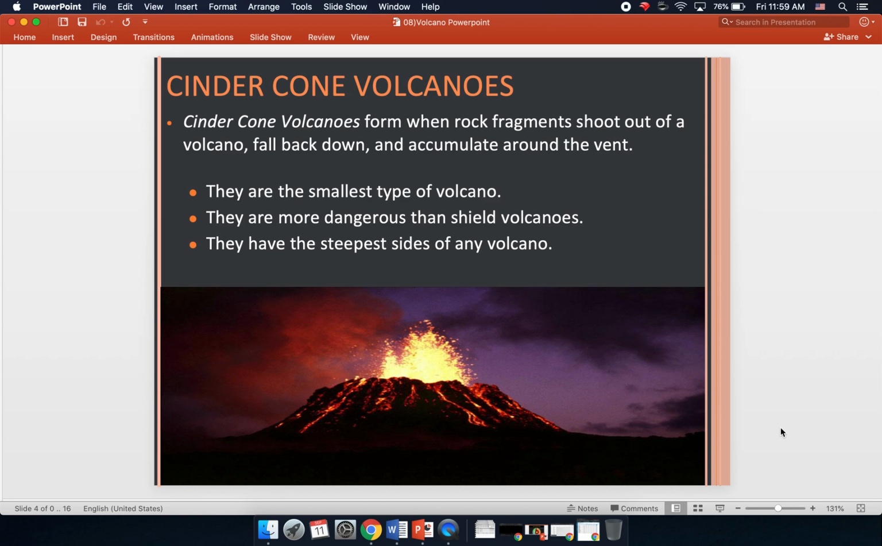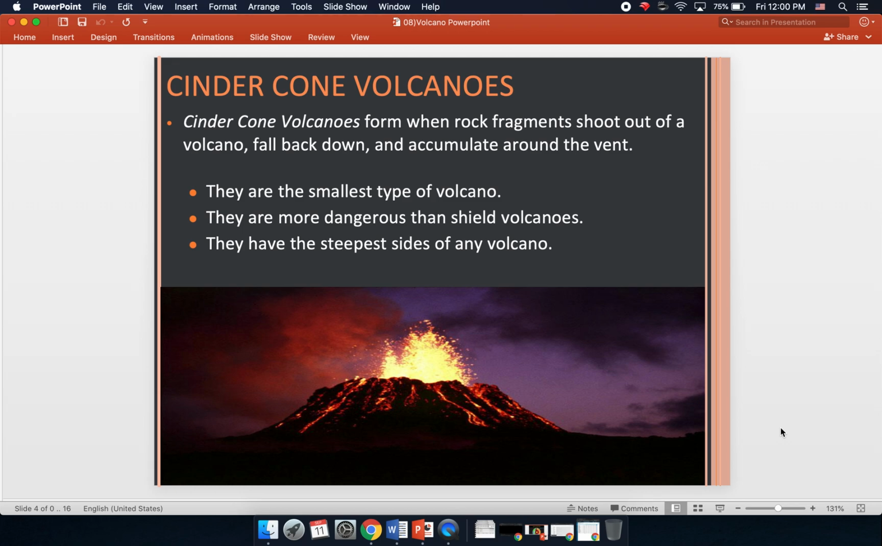All right, the second type is the cinder cone volcano. These form when rock fragments shoot out of a volcano, fall back down, and accumulate around the vent. Like I was saying earlier, a volcano can start out as simply a hole in the Earth's crust, and this is how these cinder cones form. You have this vent or hole in the crust. These rock fragments shoot out in an explosion, and then they fall right back down and accumulate around the vent along with lava that pours out, and they create a cinder cone volcano.